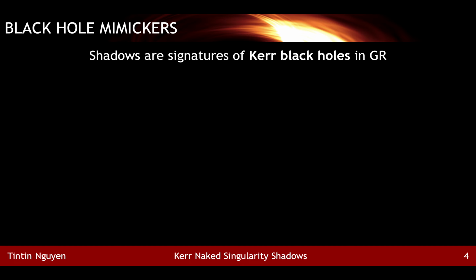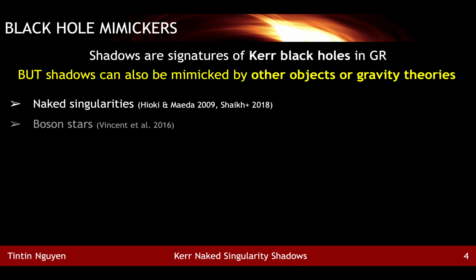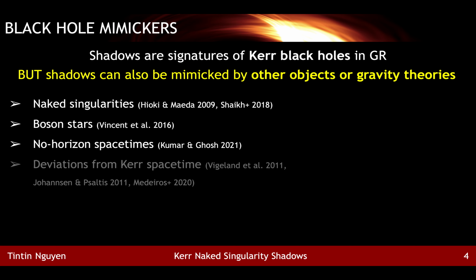So we have established that shadows are signatures of Kerr black holes in GR, but it has also been shown that shadows can be mimicked by other theoretical objects or gravity theories besides GR, such as naked singularities, which are gravity singularities not hidden behind an event horizon. Singularities are regions in space-time where basically the math just blows up to infinity because the gravity just becomes infinitely strong. Other objects that can mimic include boson stars, or you can have space-time without a horizon.